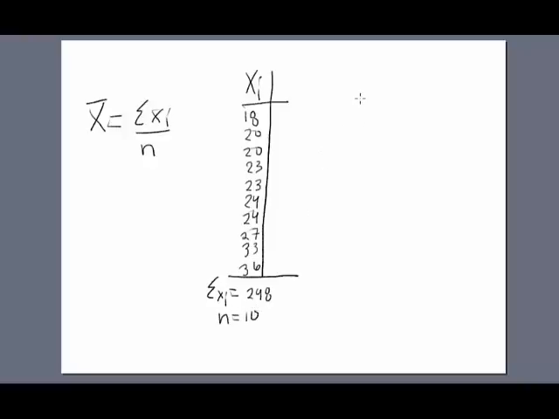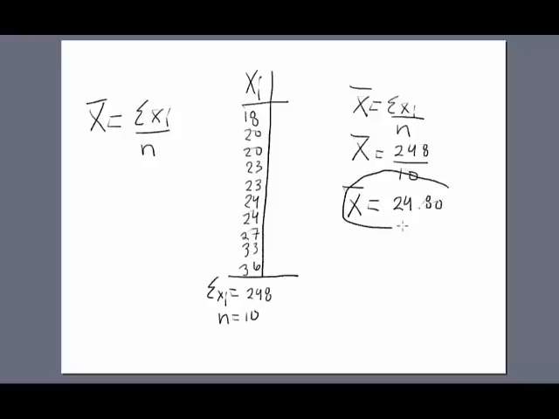Now I can do my calculation. The sample mean is equal to the sum of the x sub i's over n. So I'm going to show the formula first, and so x bar is going to be equal to 248 divided by 10, and so the sample mean BMI score is going to be equal to 24.80, and I will circle my final value.